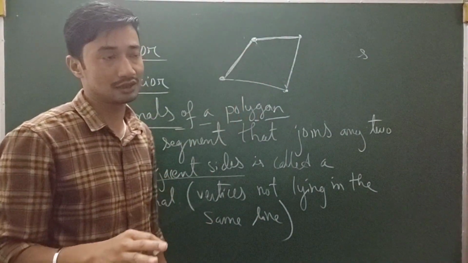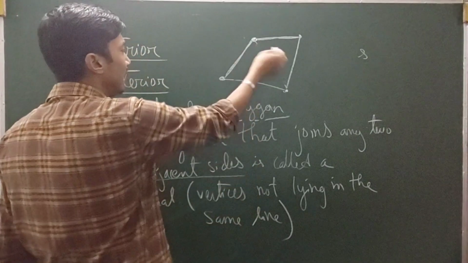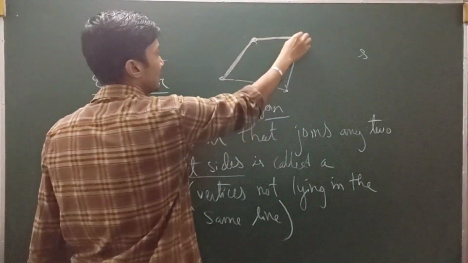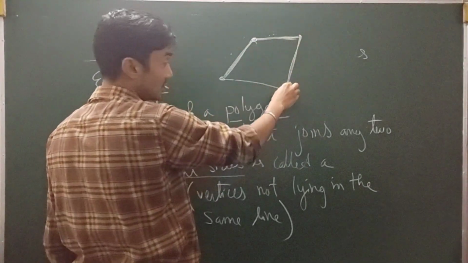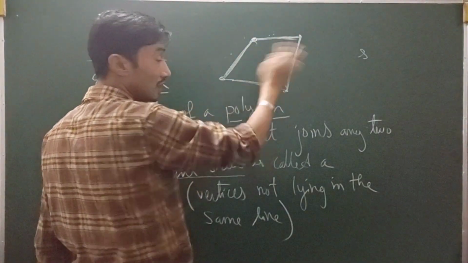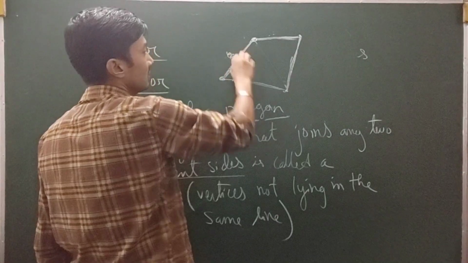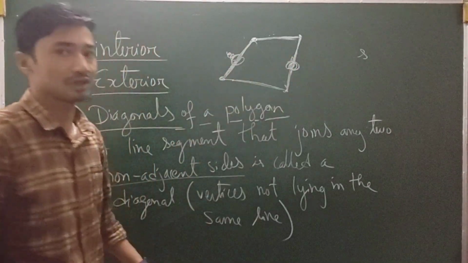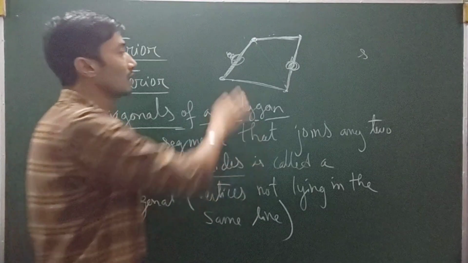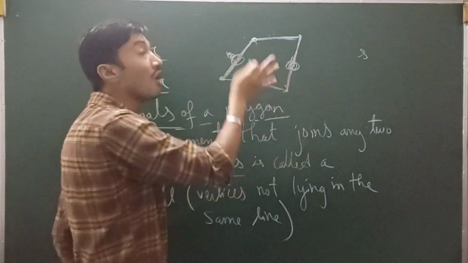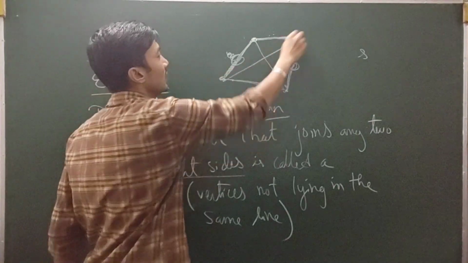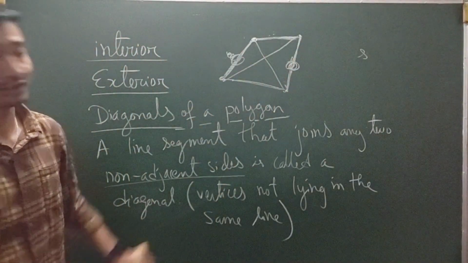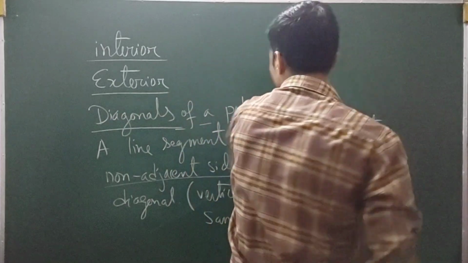You have already studied this in your lower classes, but I'll tell you again: adjacent sides means this side and this side. They are near to each other, so they are called adjacent sides. But this side and this side are not neighbors. They are far away from each other and not joined together, so they are non-adjacent sides. So I can join like this, and like this. These are called diagonals. I hope the concept of diagonal is clear.